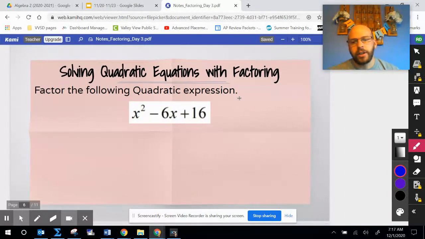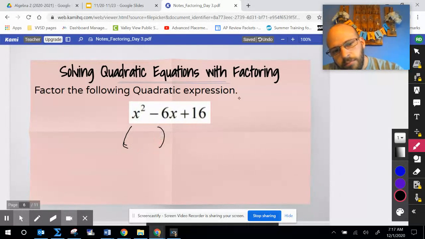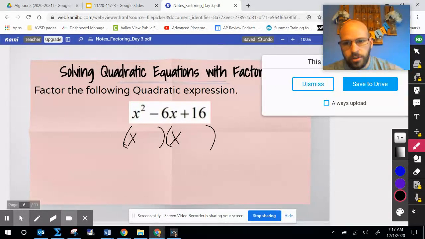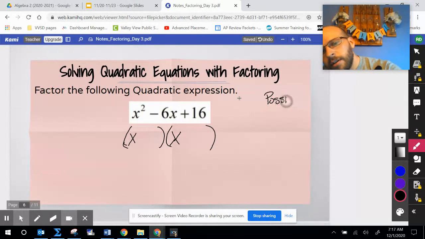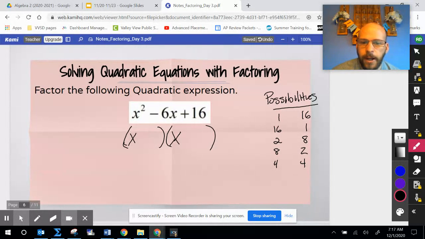All right, so I got the next one here. If I break this one down, x squared breaks down to x times x will give you x squared. But now I need to list out the possibilities, right? What are the possibilities for 16? So I can do 1 and 16, 16 and 1, 2 and 8, 8 and 2. I can do 4 and 4, and if you flip-flop those around, it's still 4 and 4, right?